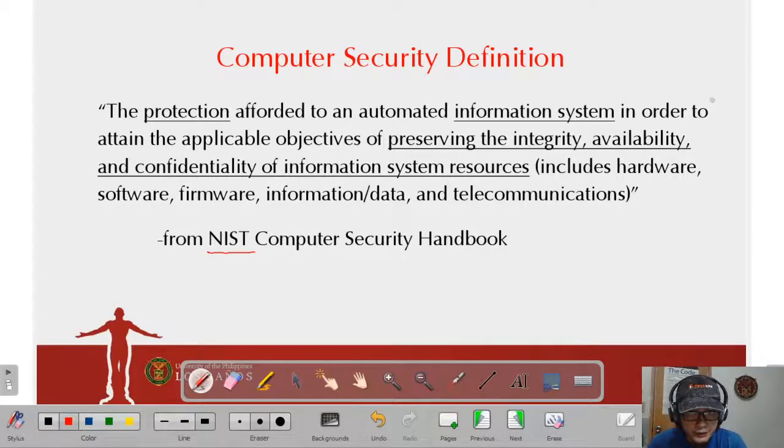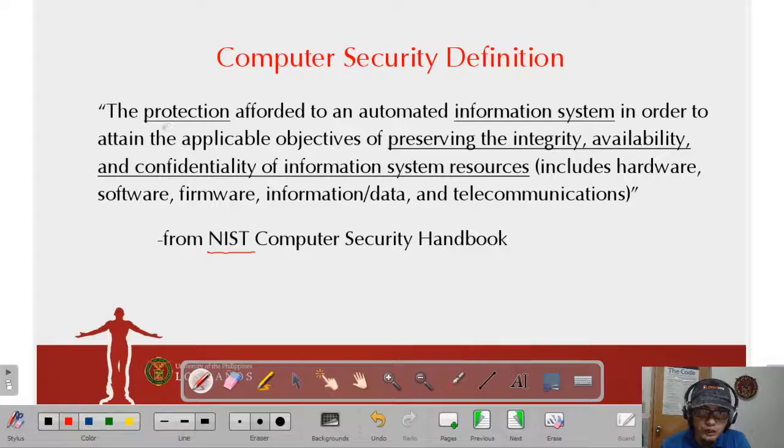It says that computer security is the protection afforded to an automated information system in order to attain the applicable objectives of preserving the integrity, availability, and confidentiality of information system resources, which includes hardware, software, firmware, information or data, and telecommunications. Now, I've underlined the important items in this definition.